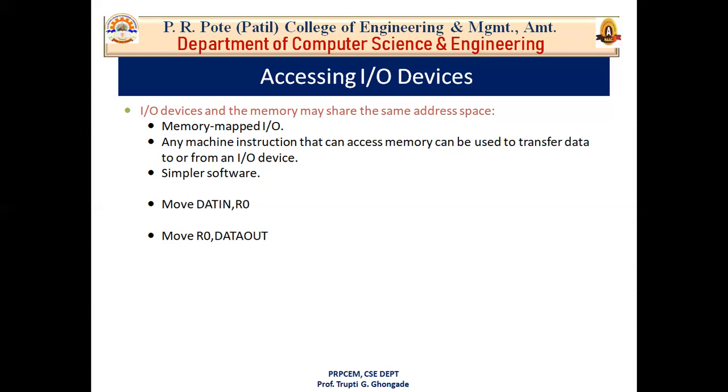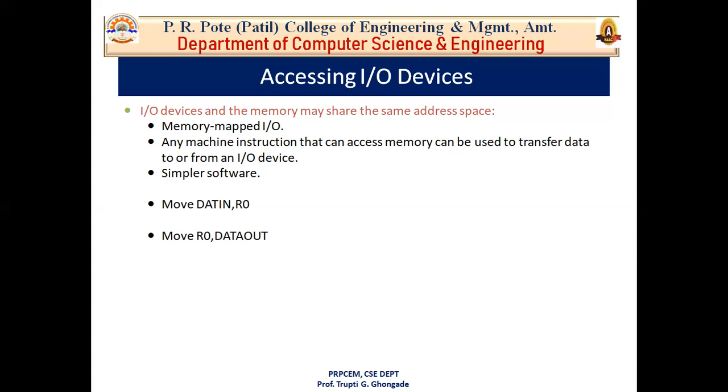Okay. Now similarly, the instruction move R0, data out. For example, you have given some command to the processor from an input device. Now the data from the input device is stored into the buffer register data in. Now the data from data in is transferred to the processor register R0. Okay, this is the complete read operation that the processor performs.